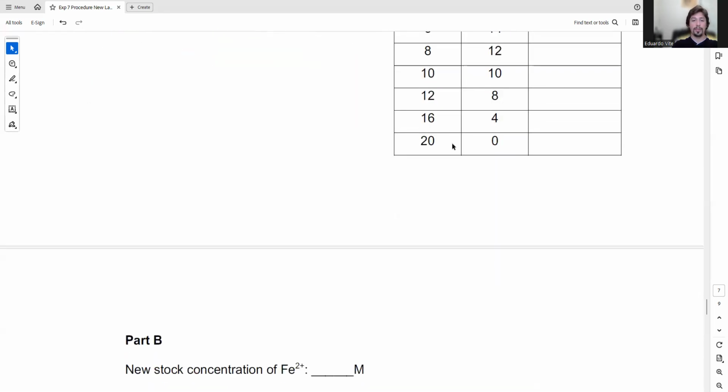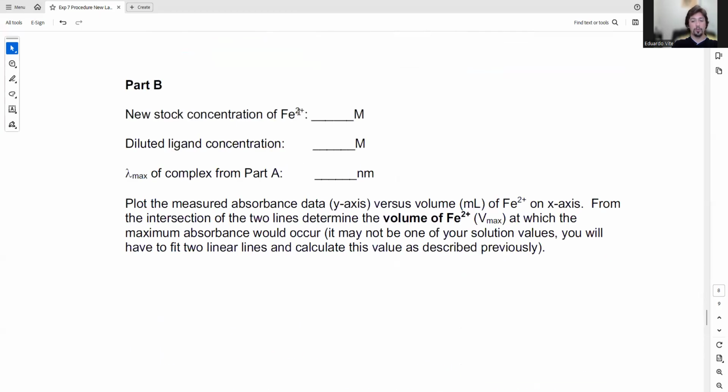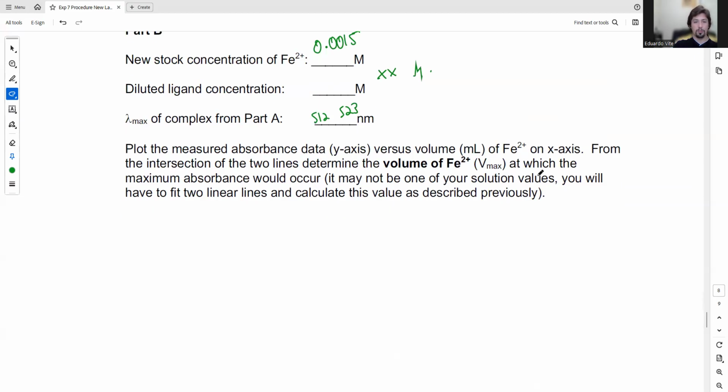This is the table for part B now. And again, make sure you have your new stock concentration of Fe2 plus. Again, I believe this was 0.0015. This you should have calculated from your ligand solution. So stock ligand solution has a molarity, and then you diluted that to 100 based on the directions. So make sure you know your calculated ligand solution. Again, you should know if it's 512 or 523 or 522. One of those two. Talk to your classmates if you don't.